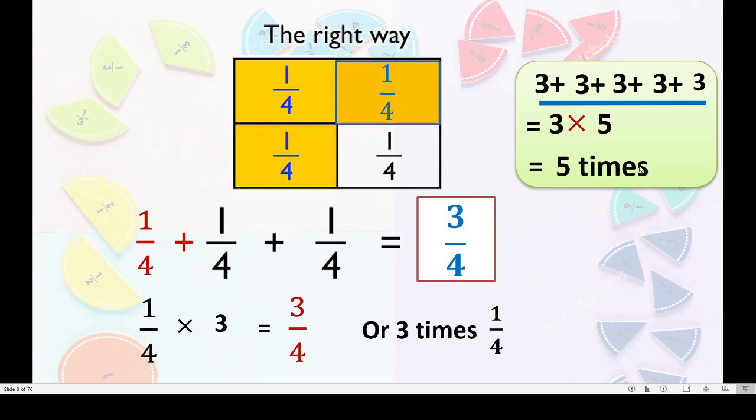5 times 3. That is nothing but 3 fives are 15. Like the same thing we used here, 3 times 1 by 4. How have I written here? 5 times 3 added here. Correct? Okay. We will learn something more about this.